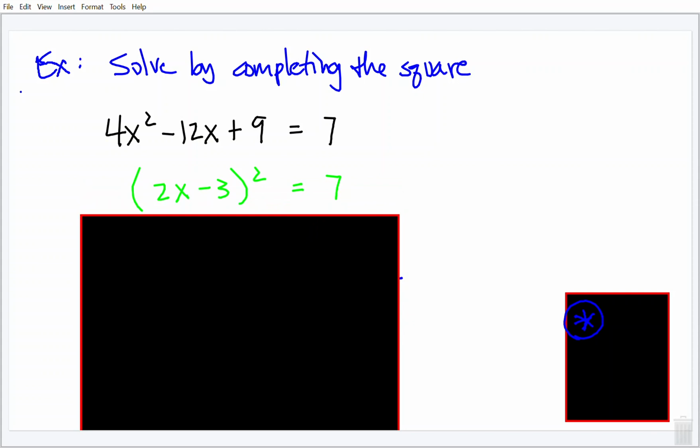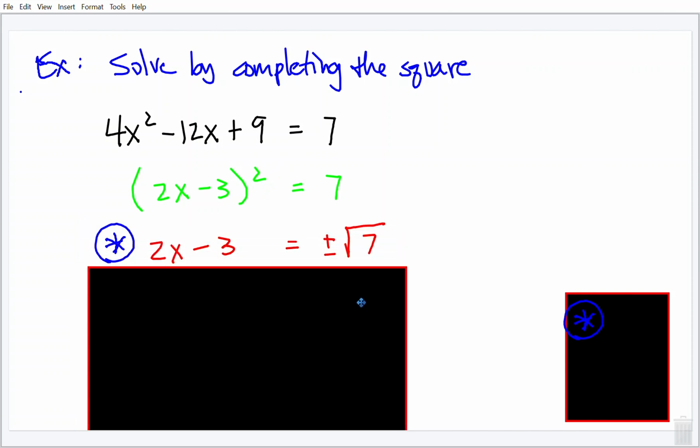So 4x squared minus 12x plus 9 is the same as 2x minus 3 all squared, and it's equal to 7. Now, to undo or get rid of this square, we're going to square root both sides. The opposite of squaring is square rooting, and so now we have 2x minus 3 equals plus or minus square root of 7.